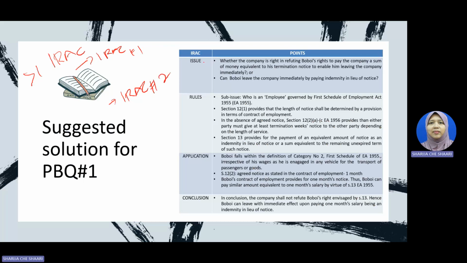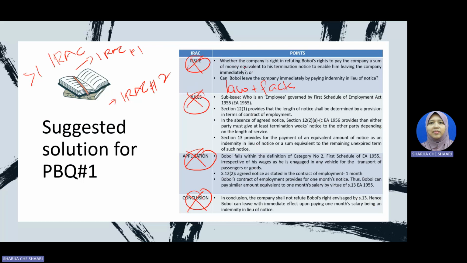Actually, you do not have to write like this, because this is just for you to try to imagine. In the exam, you do not have to write "rules, application". So what is the rule here? Remember, you have to find what is the law, what is the issue. Issue means problem. You must have relevant law and facts.